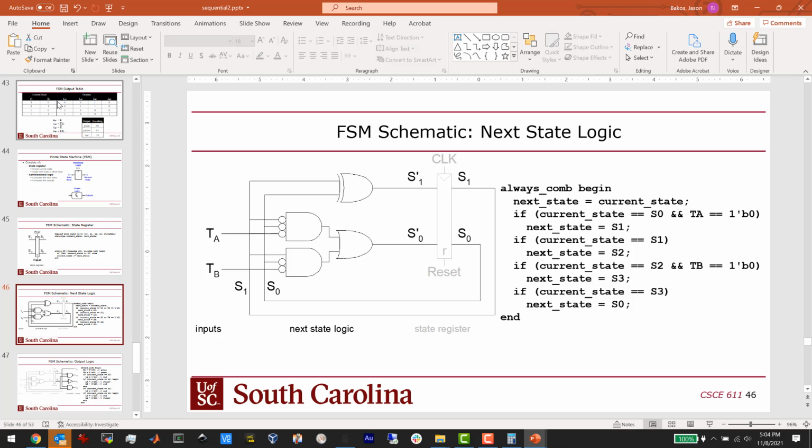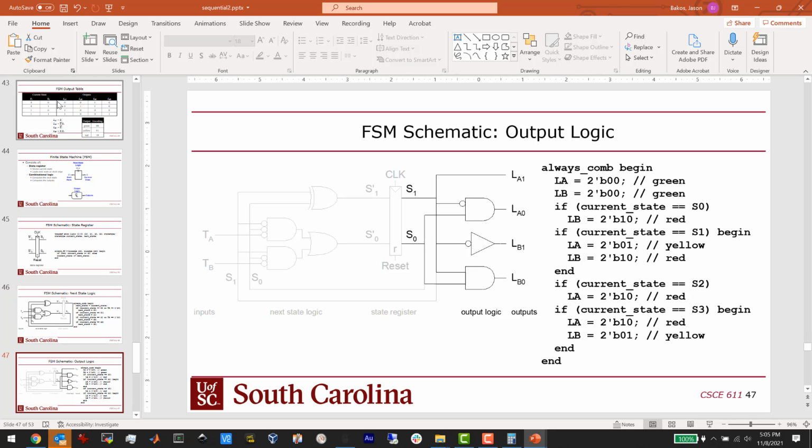And if I'm in S1 or S3, I stay there for one cycle, meaning that I don't care about any of the inputs, right? And notice here, I don't mention TB. So TB is a don't care. Here, likewise, TA is a don't care, right? So this block of logic then is my next state logic. And then for my output logic, I can create another block of logic that takes care of the outputs. And the output logic is, again, combinational.